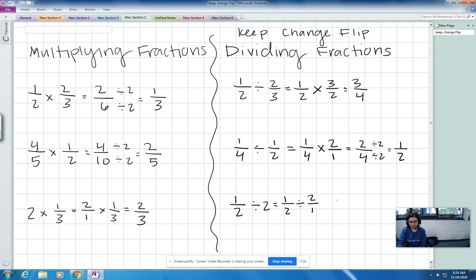Notice that I kept it in the same order. In all of these division problems, I've left my fractions or my numbers in the same order. Don't switch them. If you try and change the order, your answer is going to be incorrect.